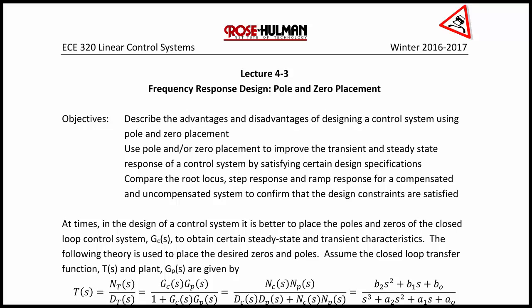At times in the design of a control system, it is better to place the poles and zeros of the closed loop control system to obtain certain steady state and transient characteristics. The following theory is used to place the desired zeros and poles. Assume the closed loop transfer function T(s) and the plant GP(s) are given by the following.